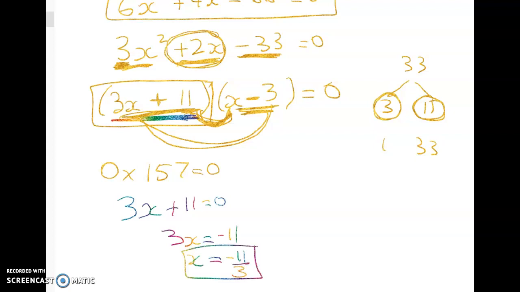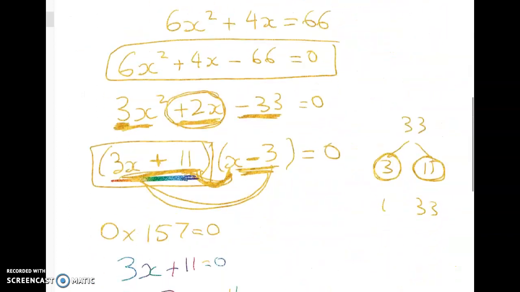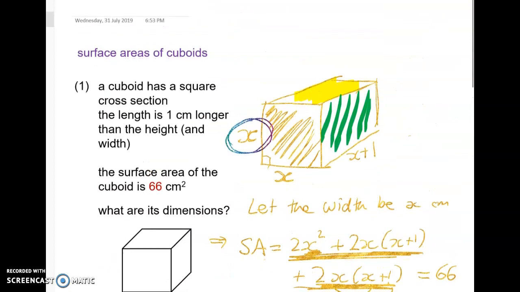But remember what we're trying to do. We're trying to find the length of the side in the cuboid. So it doesn't make any sense. We know that our x value has got to be positive. So we're going to hope that the other factor will work. And look, it does. The other factor is x minus 3 equals 0. So this is saying that when x is equal to 3, we think the surface area should equal 66 centimetres squared. So let's go all the way back to the start and see if we were right.